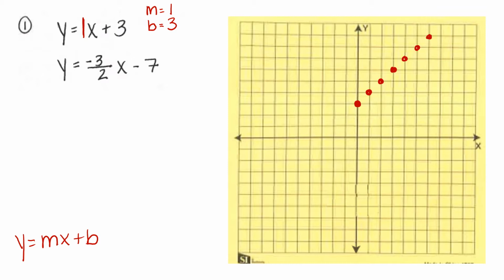And we do that all the way across the graph. Once we reach the edge, we're going to continue going the opposite direction, so that way our points extend to both edges. We can connect our dots. And we have our first line.